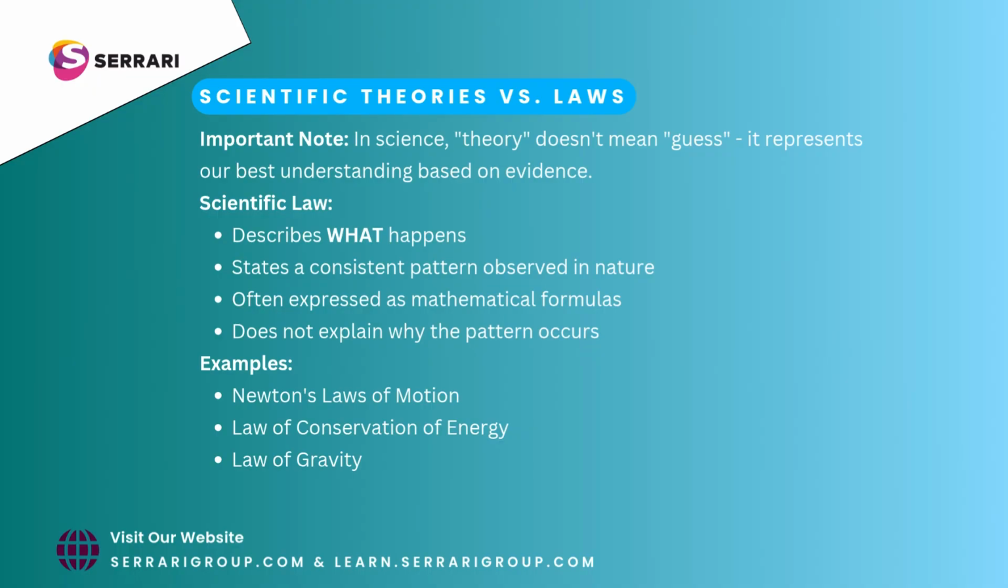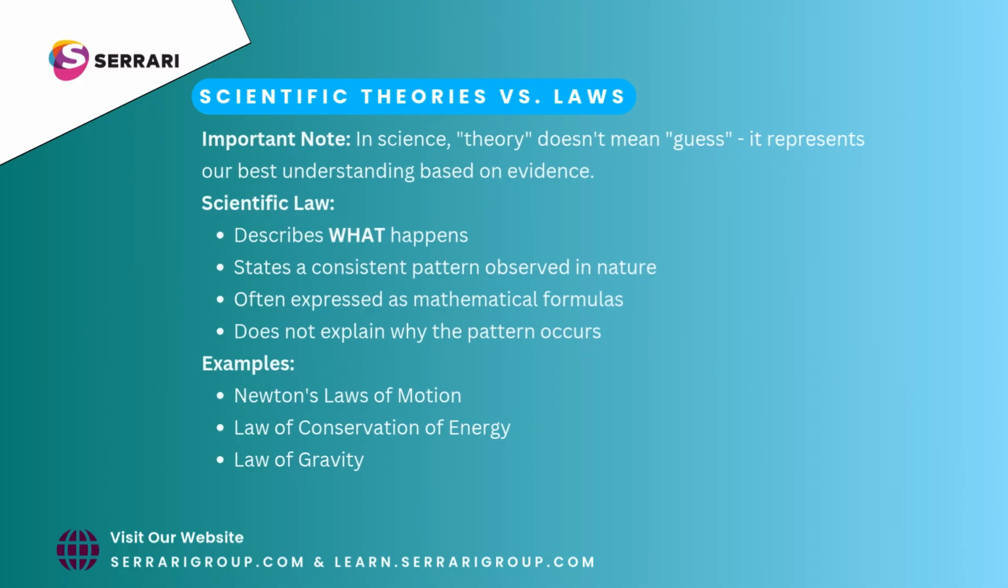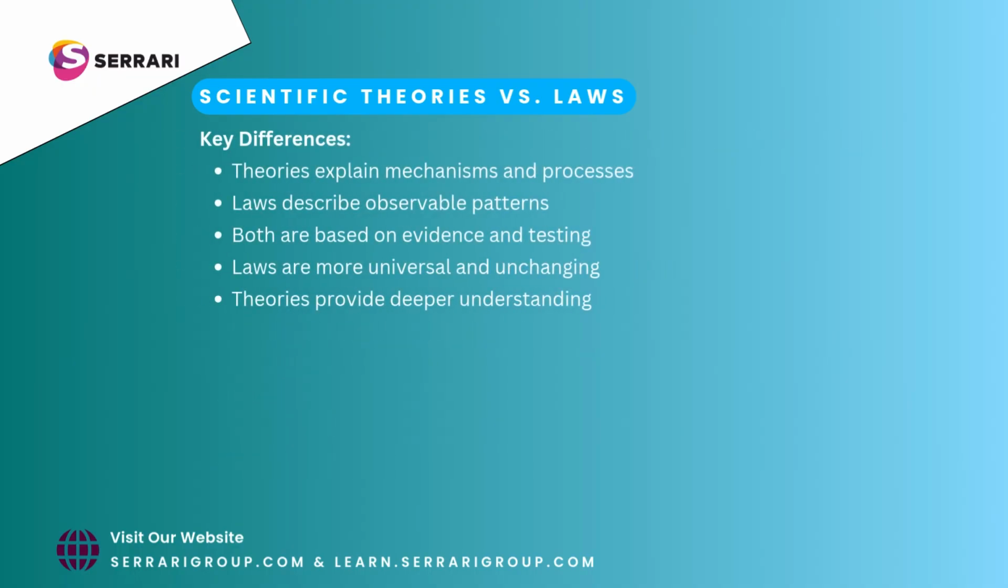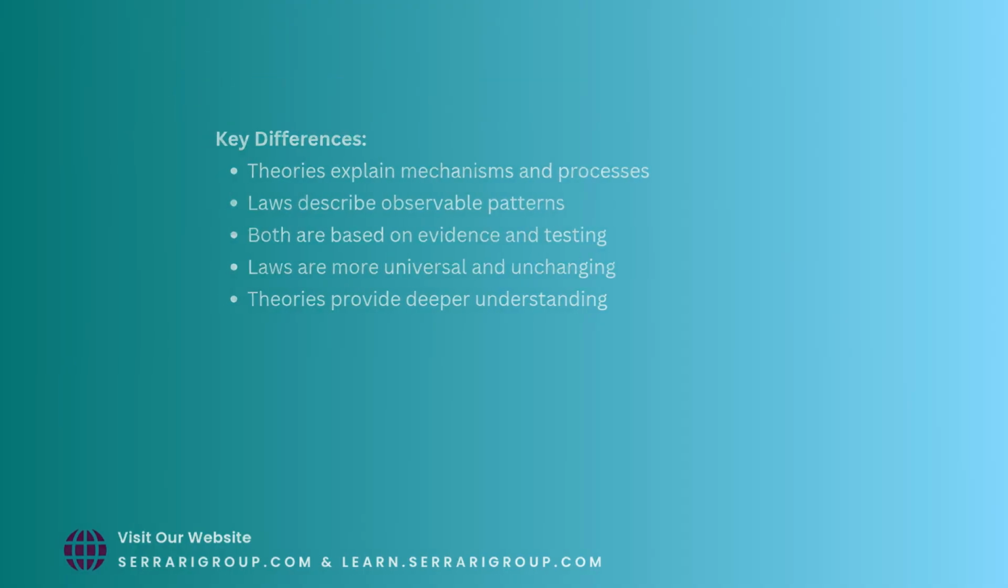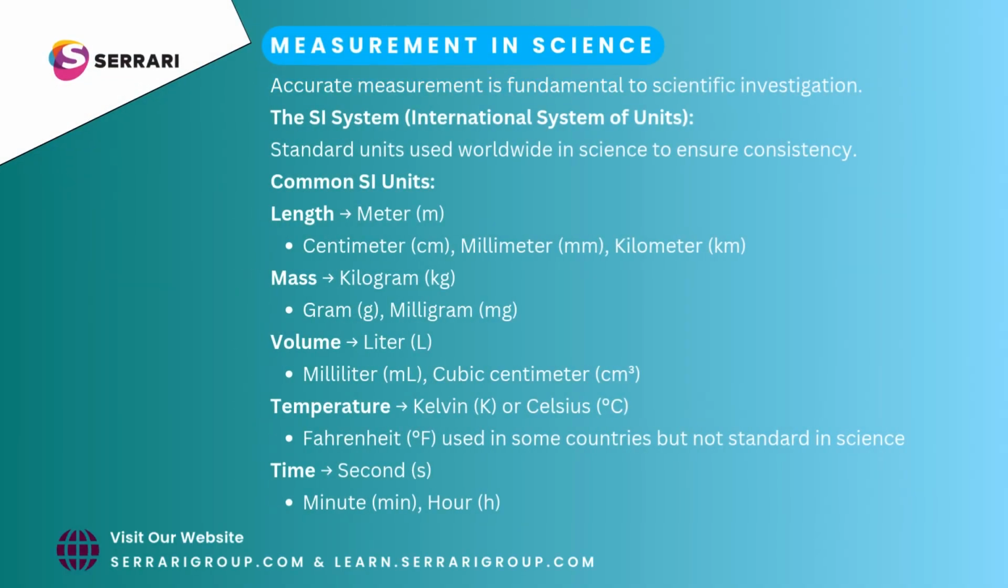Examples: Newton's laws of motion, law of conservation of energy, law of gravity. Key differences. Theories explain mechanisms and processes. Laws describe observable patterns. Both are based on evidence and testing. Laws are more universal and unchanging. Theories provide deeper understanding.